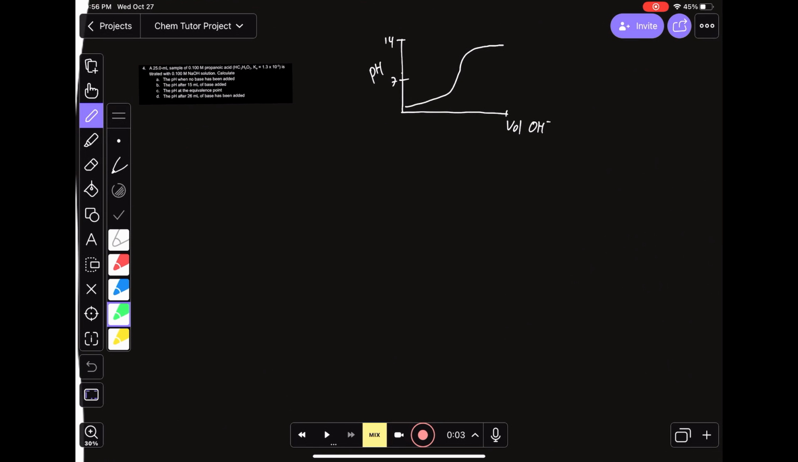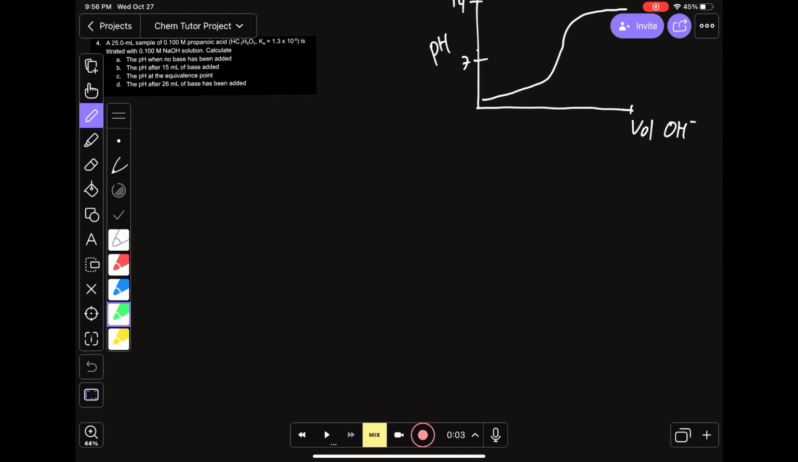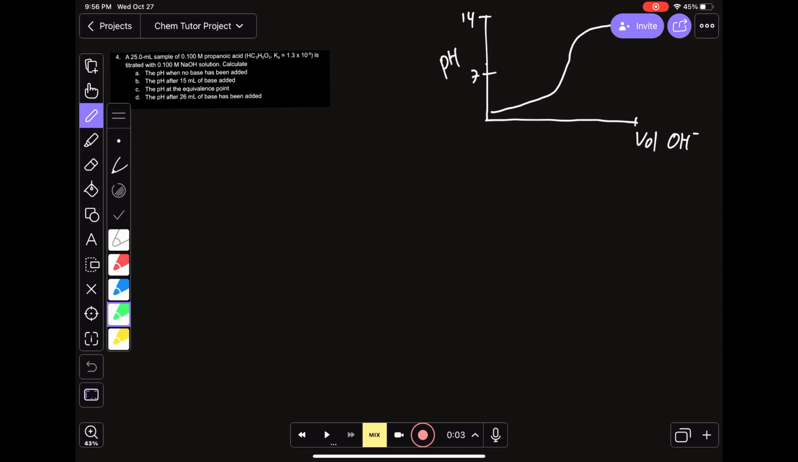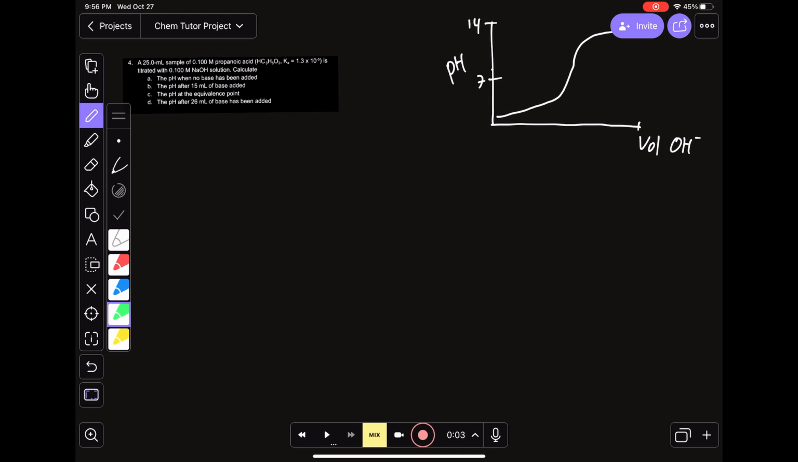Part C says the pH at the equivalence point. Now the equivalence point is when the moles of acid is equal to the moles of base. At this point, you have completely neutralized all the weak acid with your base. So let's do the same thing as part B, which is creating a mole chart.